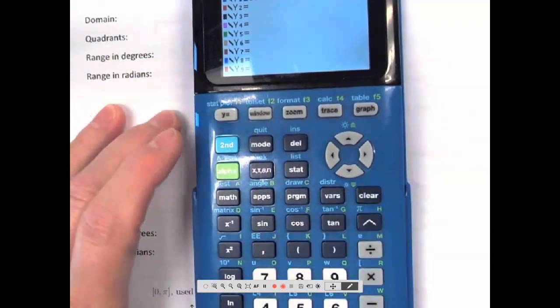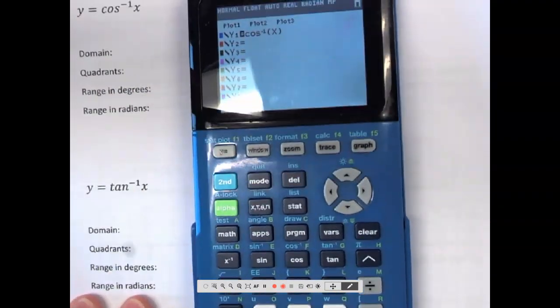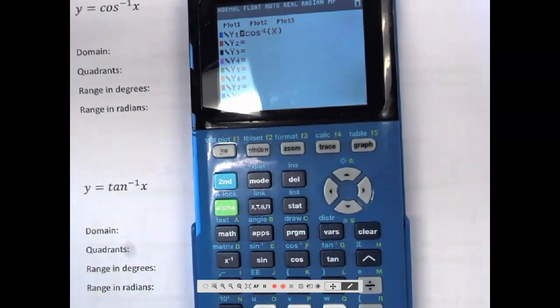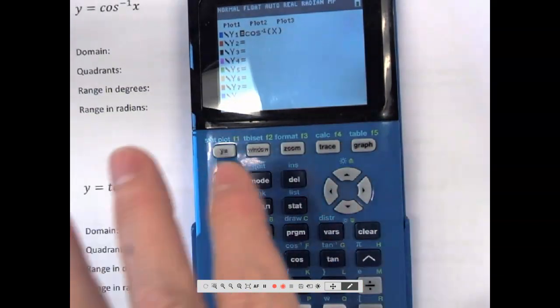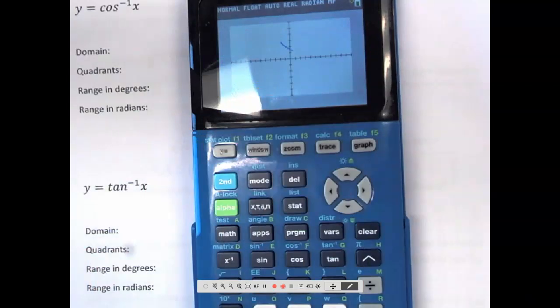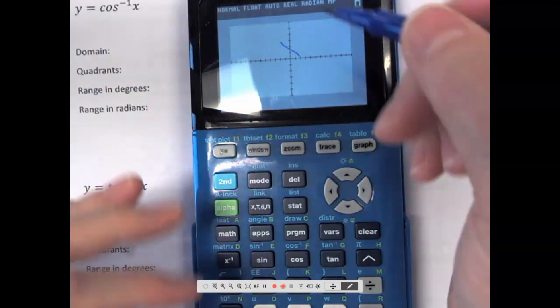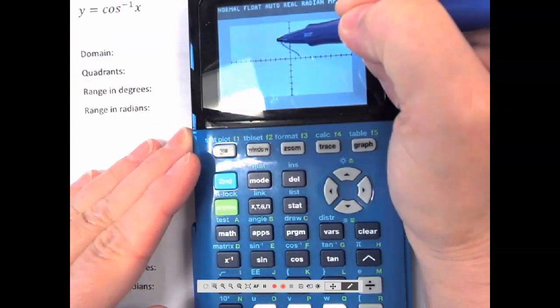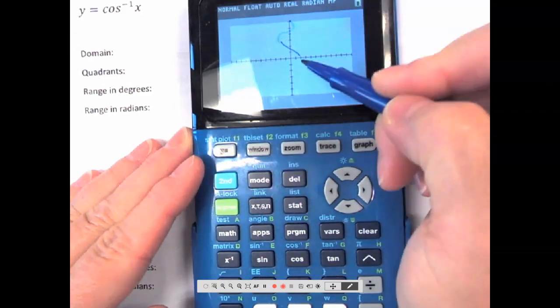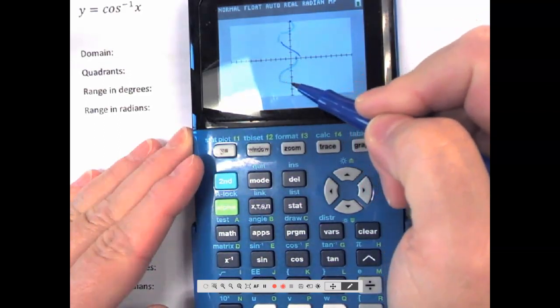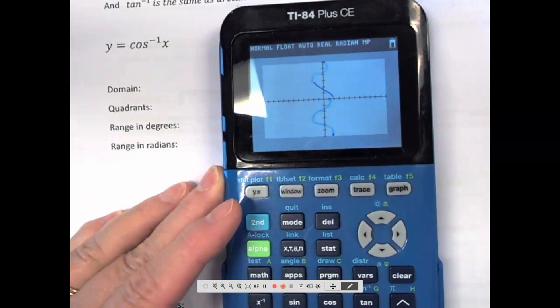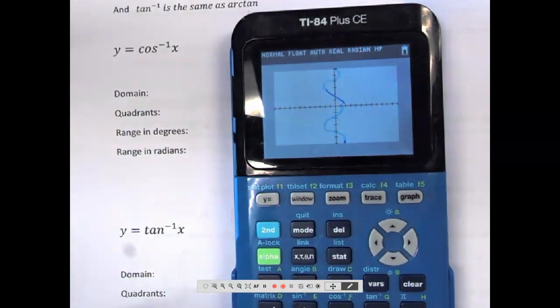Let's find cosine inverse of x. So we should expect some little blip of a graph again. Oh, there it is. Okay, so let me show you what the original would have looked like. It would have done this and this. Can you kind of see that? So that would have been the entire cosine inverse graph.